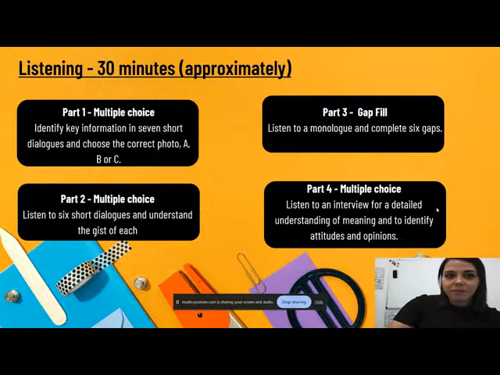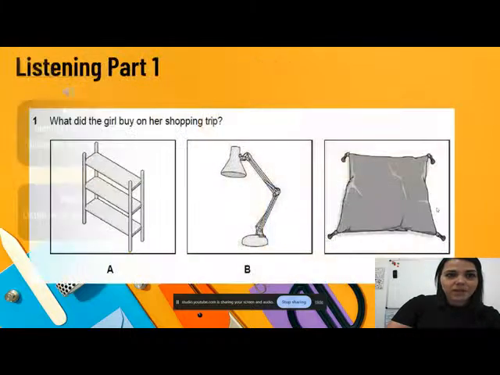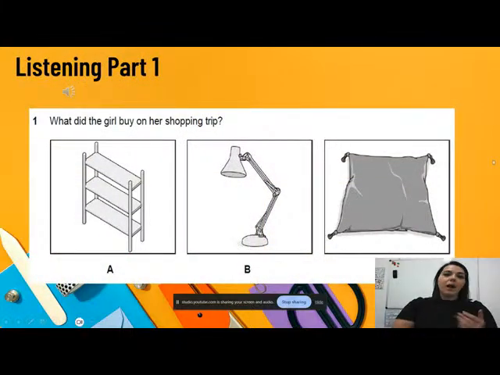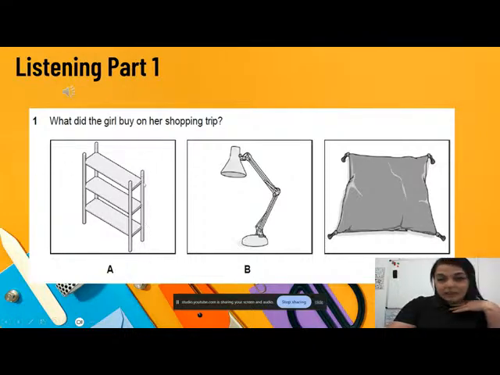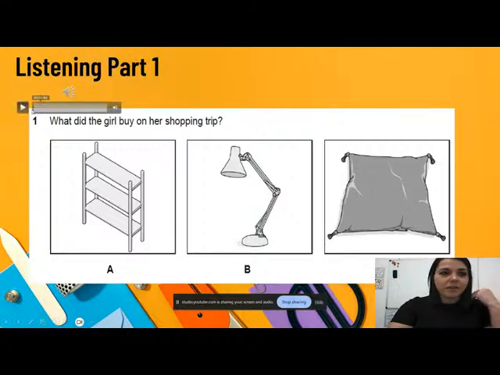So looks like we have time to do just some of these quickly. So let's have a look at part 1. This is a very typical part 1 question. We have our question here at the top. I'm going to play the audio for you, and we'll see if we can decide what you think the answer is. So we have the letter A, looks like some shelves. Letter B, a lamp. And letter C, I assume, is a cushion. Let's listen and see what you think the answer could be. When you know it, write it to me in the chat.